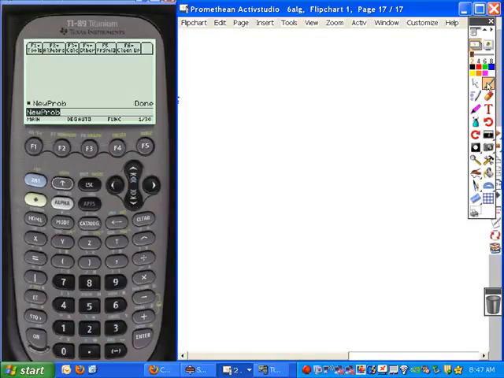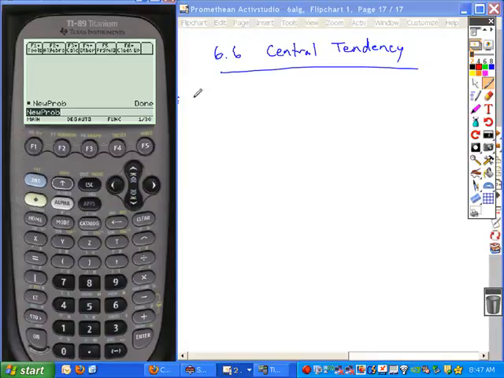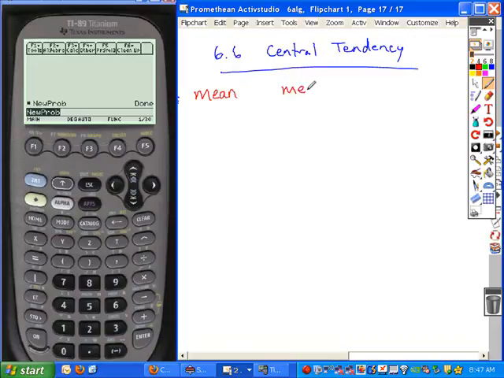All right, so the section that you guys did on your own was called central tendency. Have you guys been exposed to that before? The mean, median, and mode. Those are the three concepts that you need to be aware of.